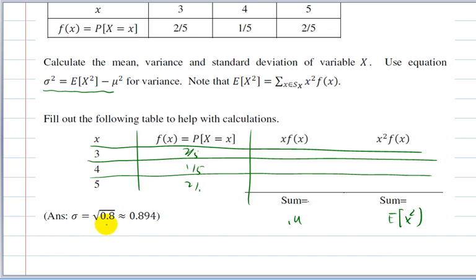Is this number right? Yeah, okay, so that number is okay.